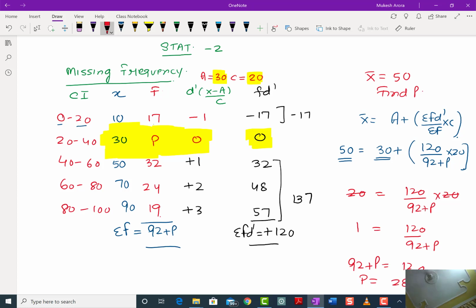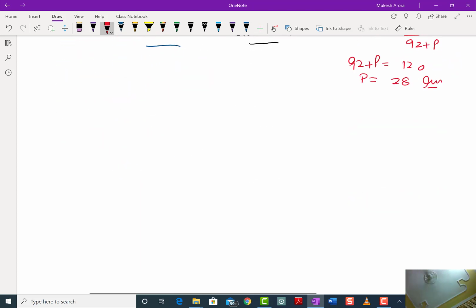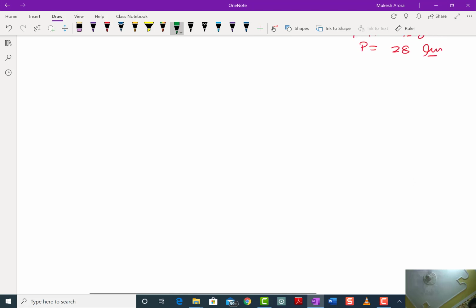So this is the easiest method to do. If you think that you can do it by the direct method, you can, there is no problem, but the chances of error are always there. But in some cases, when the class sizes are not the same, then you cannot use the step deviation method, and you have to opt for the direct method.